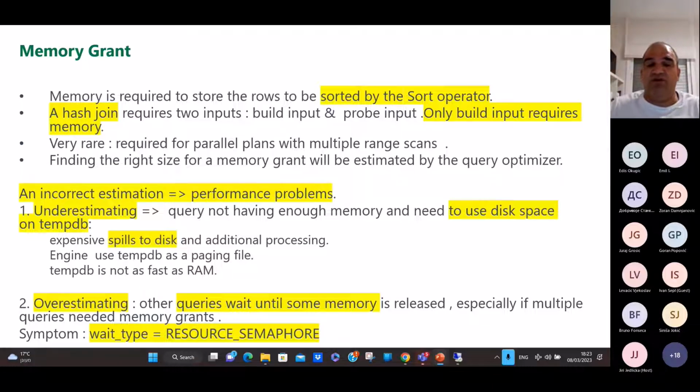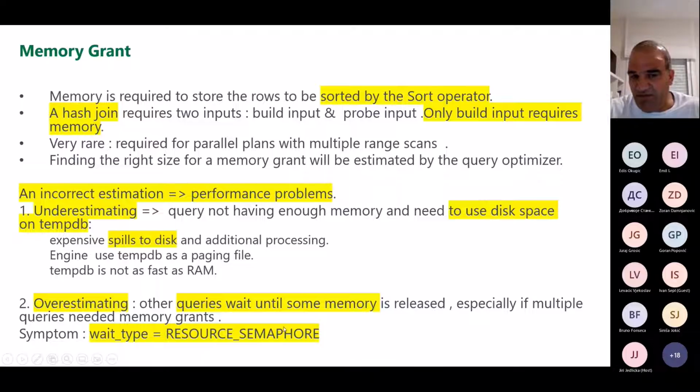With overestimating, if a query took too much memory, other queries that need memory wait until the memory is released, especially if multiple queries need a memory grant. The symptom is the wait type RESOURCE_SEMAPHORE. If we have too much demand for memory from other queries, the symptom is RESOURCE_SEMAPHORE.